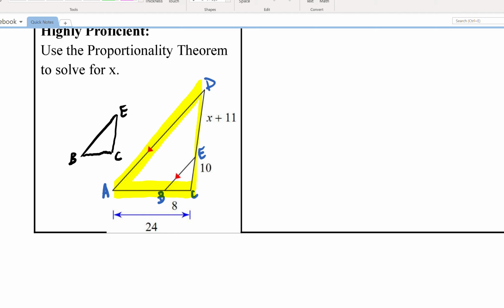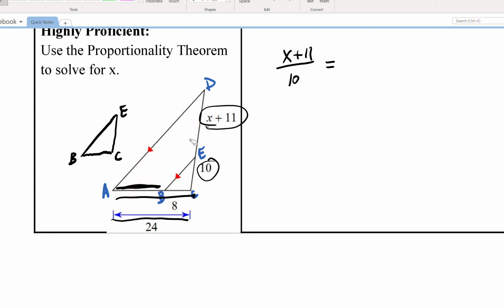Well, the proportionality theorem says that you've got the proportional sides. And so if I want to compare, let's say, 10 to x plus 11, not necessarily in that order, I'm going to put x plus 11 on the top. X plus 11 is to 10 as, now here we're given the large side, but we're not given this segment, and that segment is what would correspond to that segment. And so I'm going to do just a subtraction. So the 24 minus 8, that means this has to be 16 between A and B here.